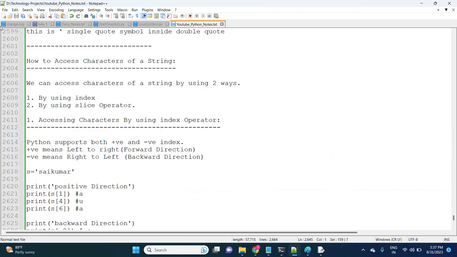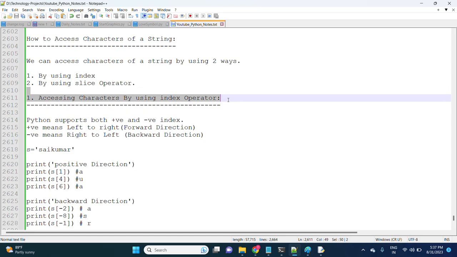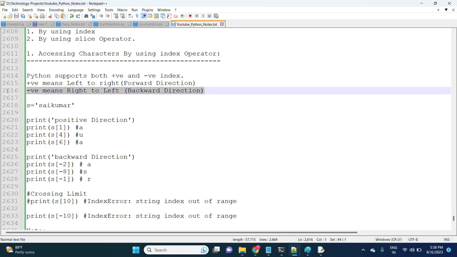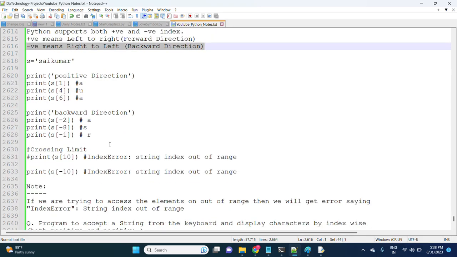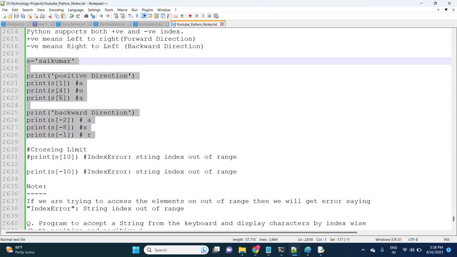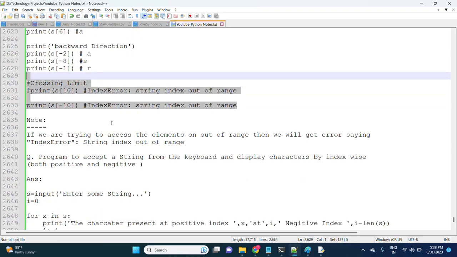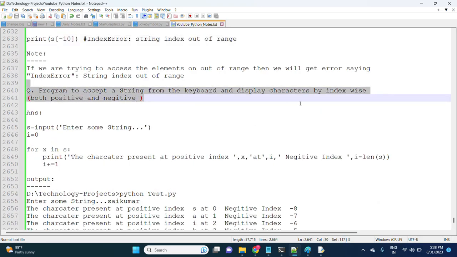Today we have observed how to access characters of a string. There are two ways, but I have covered only one way, that is by using the index operator, which supports both positive and negative direction. Positive means left to right, negative means right to left. Here I am taking a string and accessing the characters. If you cross the limits, it is going to give an index error.